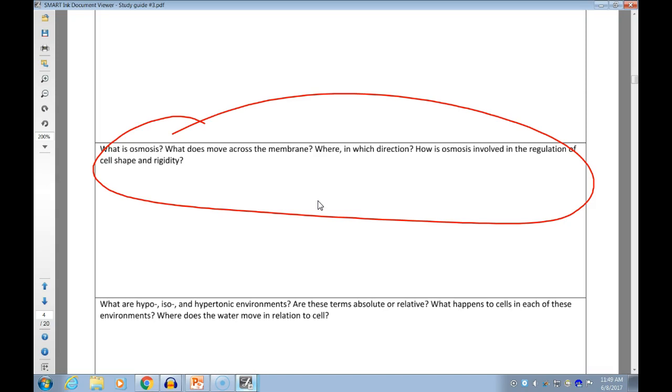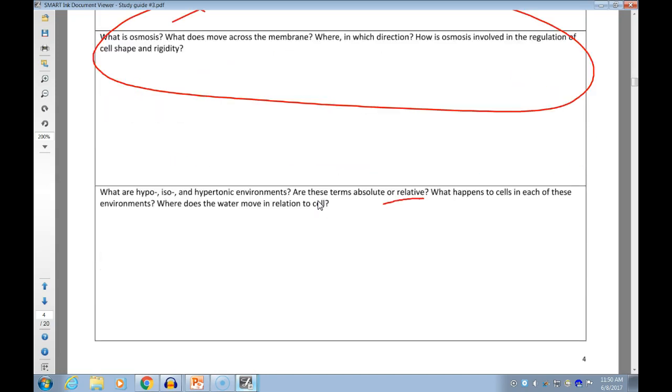Regulation of cell shape and rigidity. Cells are usually in a hypotonic environment. So due to osmosis, they swell and become turgid, T-U-R-G-I-D. It's a fancy word. It's pretty much like bouncy, inflated. The cell wall prevents them from lysis.